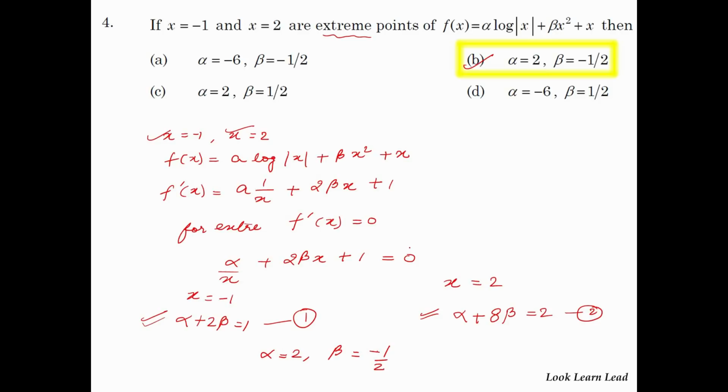Is it clear? What we have done is we have just differentiated first, equated it to 0, and put the values x equal to minus 1 and x equal to 2. We got two equations from there, and after solving the equations we have the extreme points. Let's move to the next question.